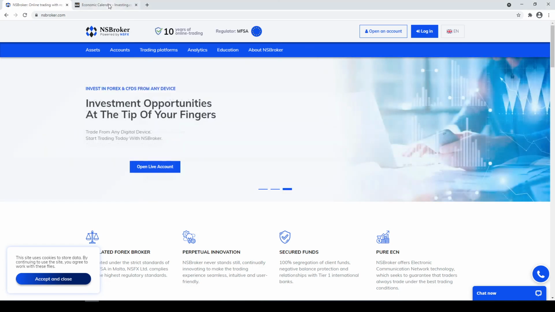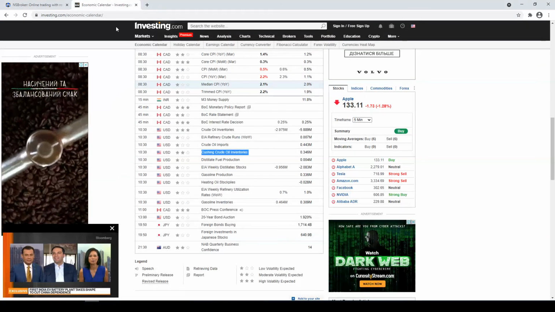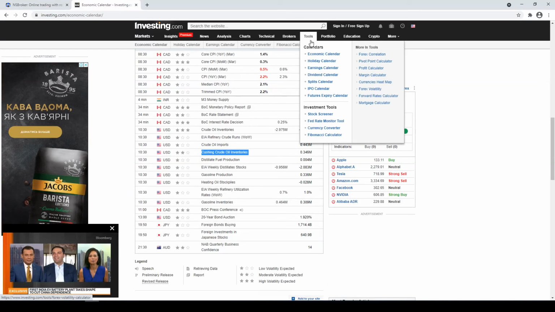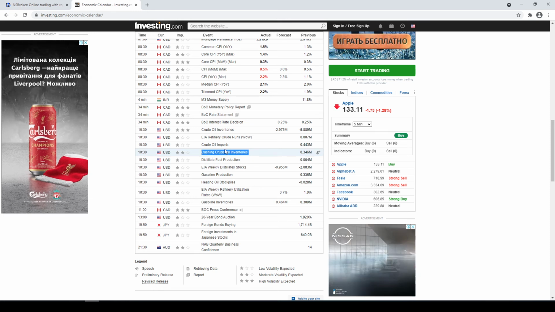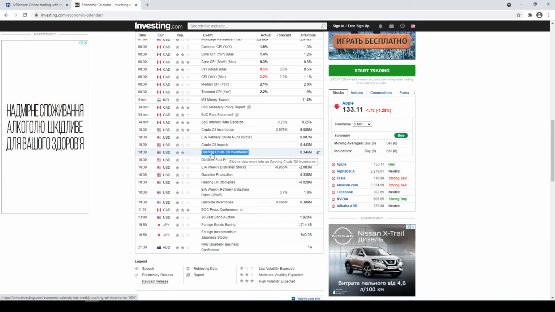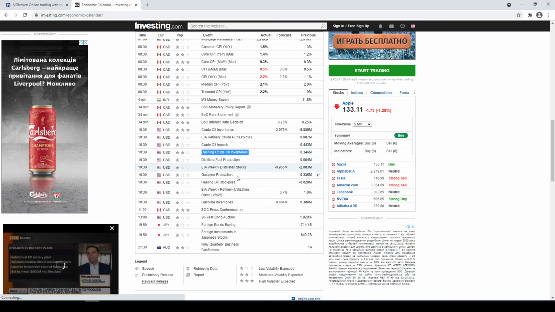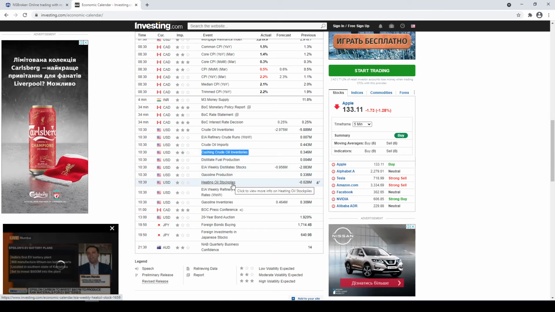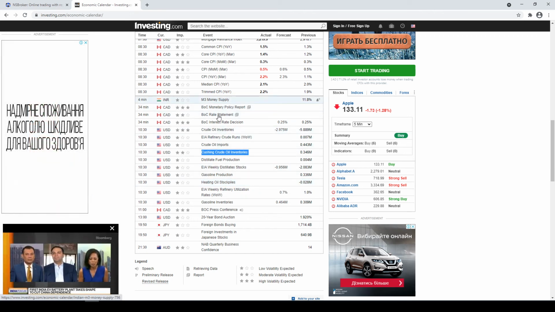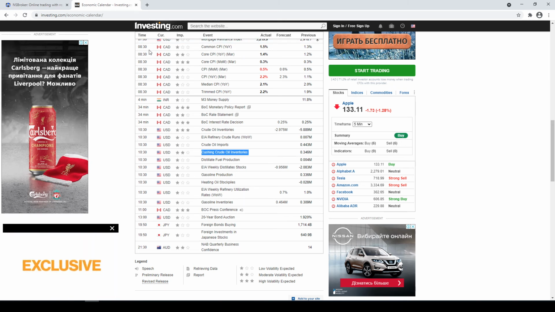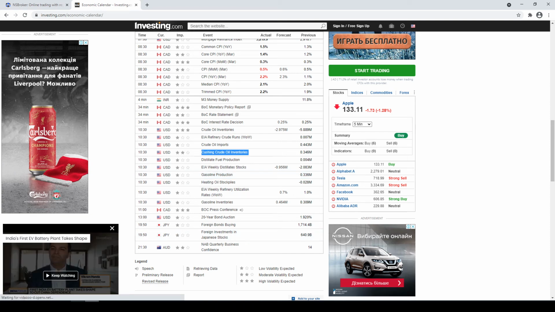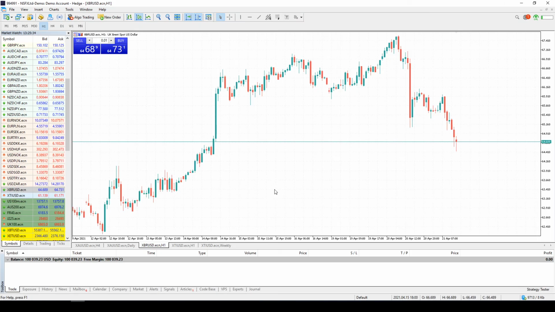Moreover, I want to show you that on the website investing.com, in the tools there is an economic calendar, and you see that even today we have some data releases of Cushing crude oil inventories, gasoline production, hidden oil stockpiles, and so on and so forth. All of this data, of course, drives the oil price, and fundamental analysis is still worth paying attention to and taking into account during trading.